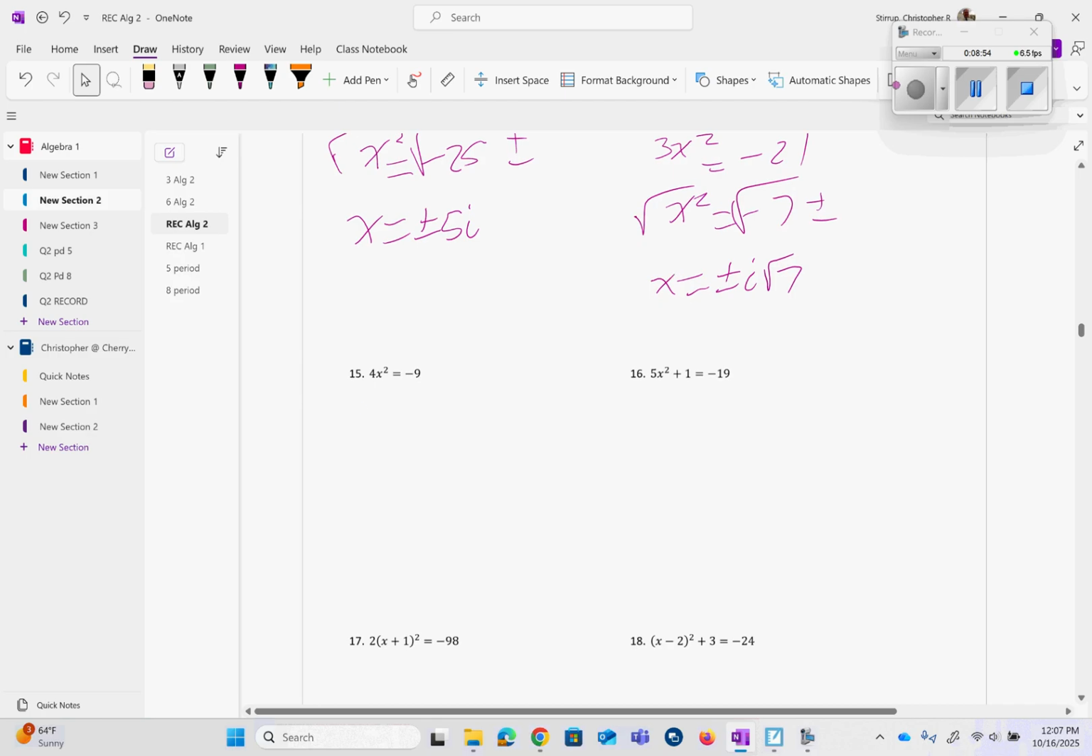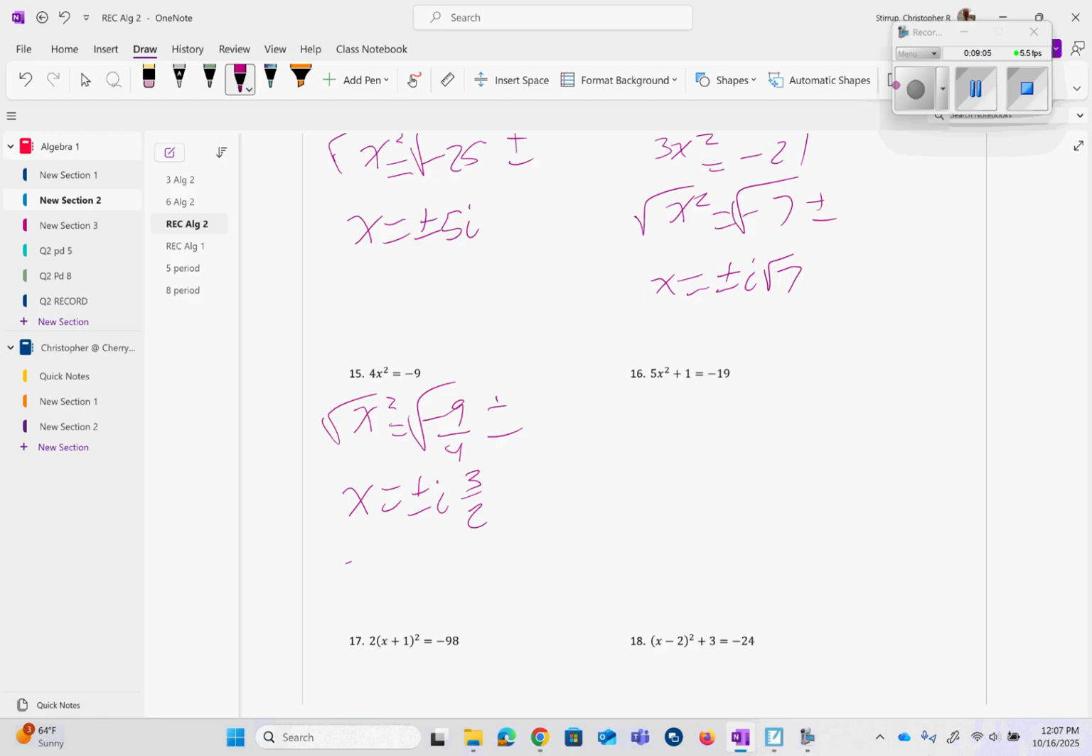Number 15, divide both sides by 4. Root, don't forget the plus minus. And I get 3 over 2, so let's clean that up. Plus or minus 3 over 2i. I'm going to subtract 1 from both sides. Divide each side by 5. Root, don't forget the plus minus. Plus or minus 2i. The square root of 4 is 2.